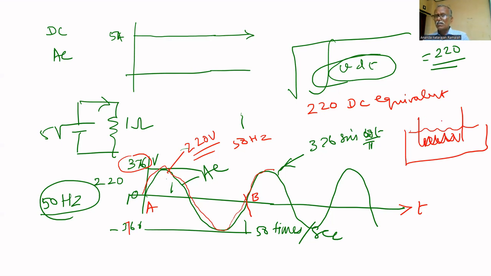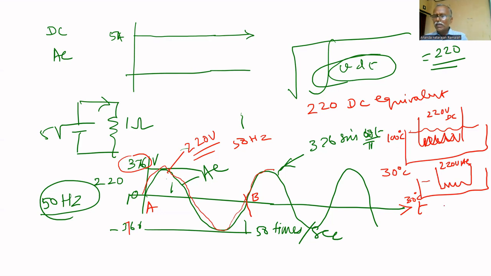You might have known, if you put an immersion heater and apply 220 volt DC, in 1 minute, let us assume that its temperature increased from 30 degrees centigrade to 100 degrees centigrade for a given quantity of water. Suppose I have the same amount of water, same initial temperature, and I immerse another coil, but here I give 220 volt AC.